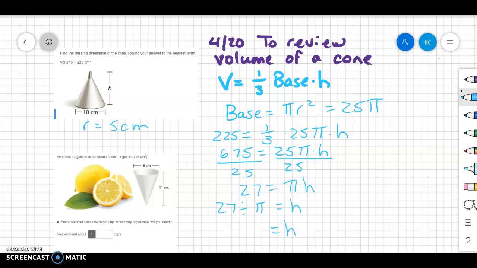So h equals 8.6. And I'm just going to double check that I'm rounding it properly. It says round your answer to the nearest tenth. So I have 8.6 centimeters as my height.